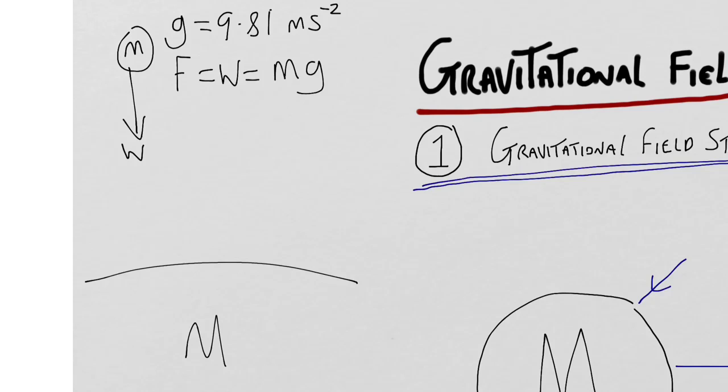We can see that therefore g is a measure of how strong gravity is on Earth. And that is the subject of the last part of this video: what does g mean? So g is defined as the strength of a gravitational field. It's the force per unit mass on a small test mass placed in that field. So what do we mean by force per unit mass? Let's have a quick look at that.